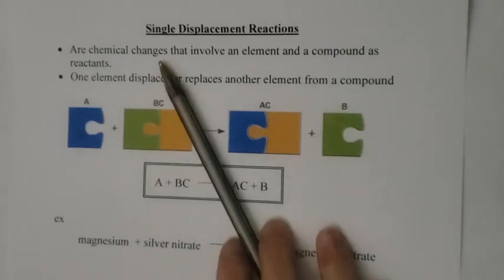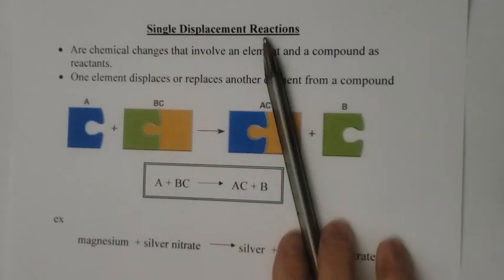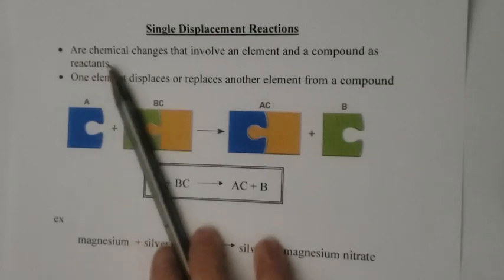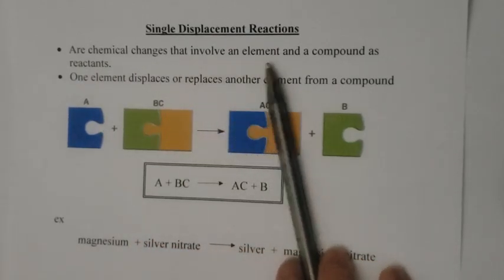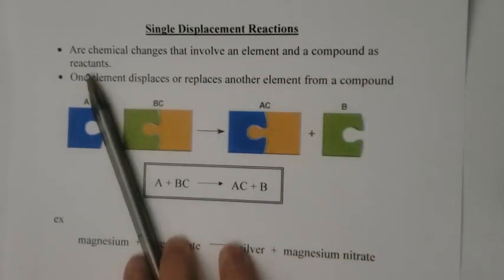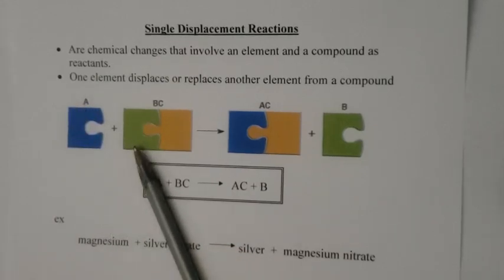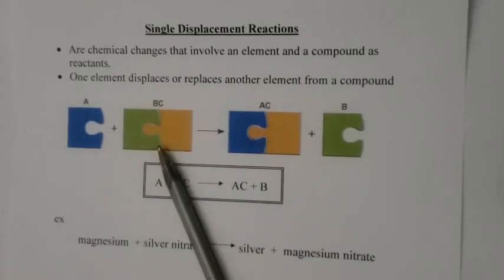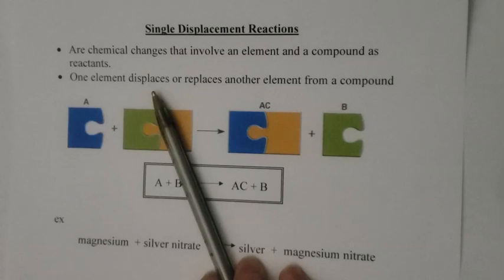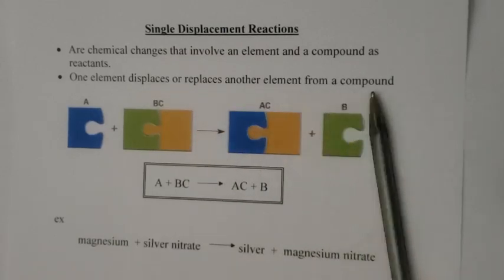Our third type of reaction is called single displacement reaction. So they're chemical changes that involve an element and a compound as reactants. So this little piece here is my element. Compounds are two or more elements, so that means two puzzle pieces versus one puzzle piece. And it says one element displaces or replaces another element from the compound.